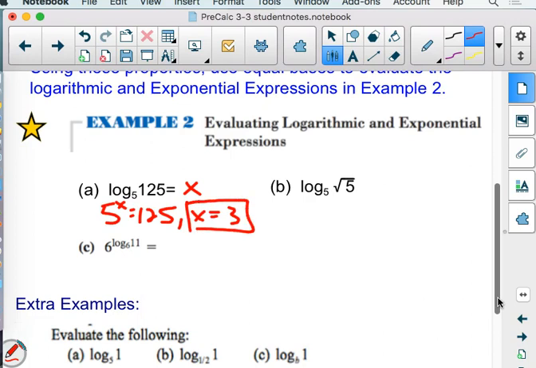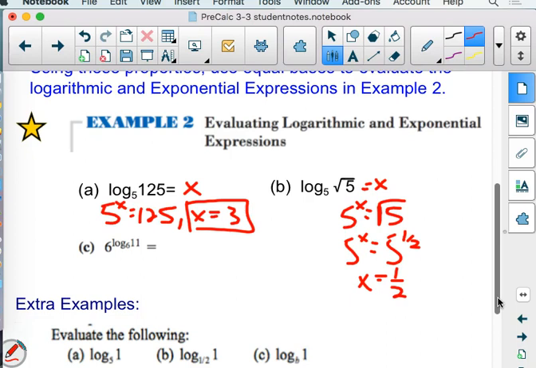Next one, same type of thing where you say, okay, let me throw an x over there. 5 to the x equals the square root of 5. Bad plan. We're supposed to be talking powers. Square root of 5 is what? Is a power. Half. So 5 to the x equals 5 to the 1/2. Well, x has to equal 1/2. Has to. The only way that's going to work.